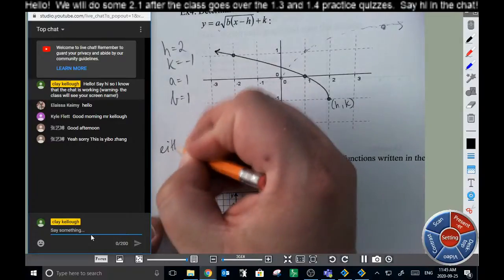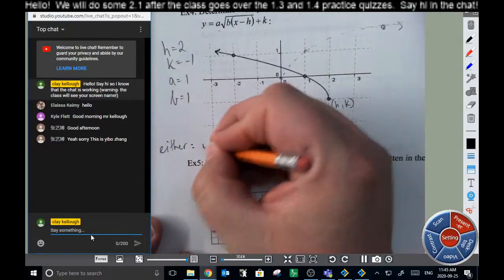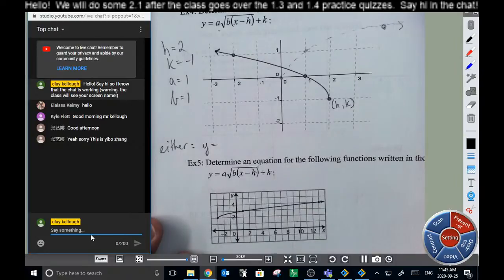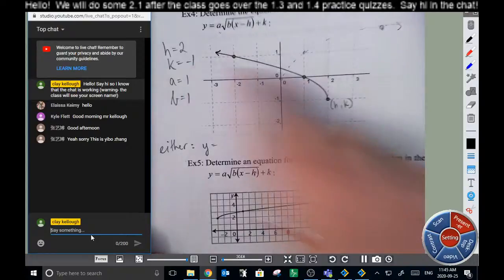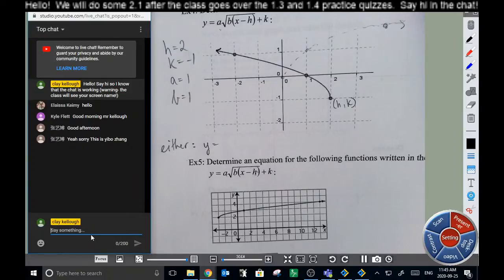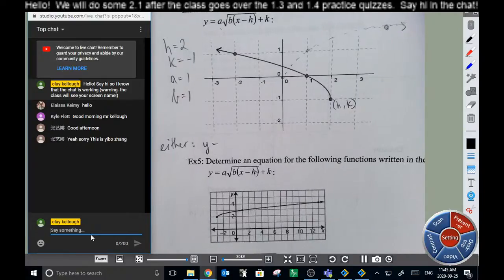So I know that either y equals, oh, wait a minute, I forgot something. A has to be negative. Where are we reflecting? Because we're going in a different direction, so obviously we reflected. But which way did we reflect? We reflected over the y-axis. How come it wasn't the x-axis?